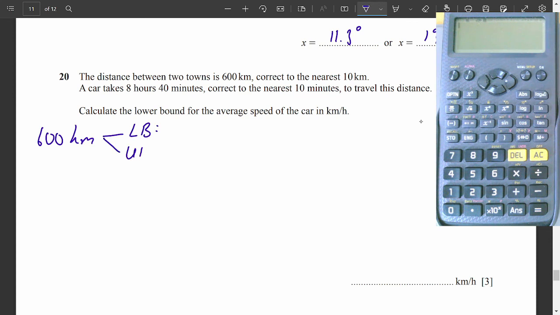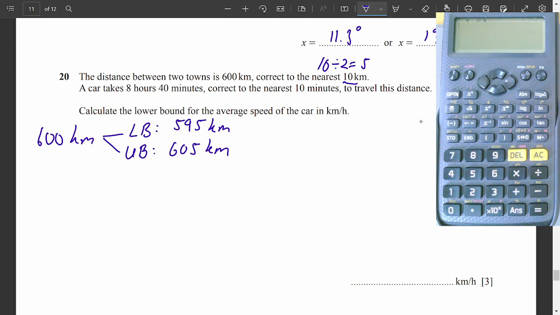and the upper bound. Okay, now we take this 10 kilometers divided by 2, we get 5, and that's what we need to add and subtract to get the lower and the upper bound. So 600 minus 5 gives us 595 kilometers. That will be the lower bound, and of course the upper bound will be 605 kilometers. Right.